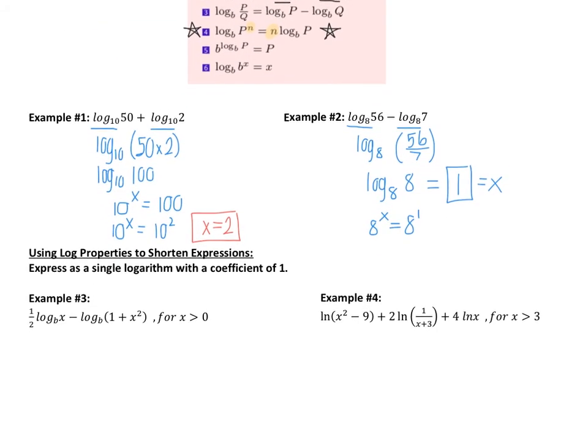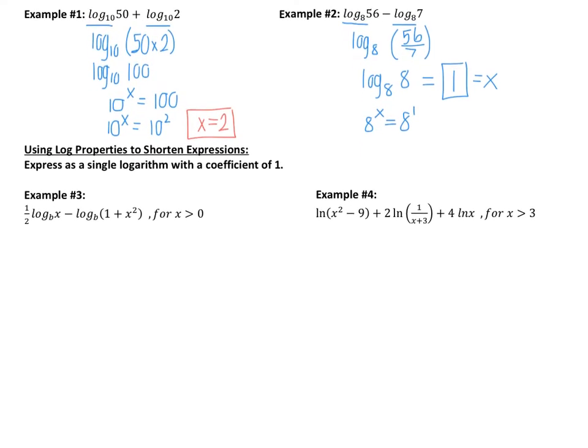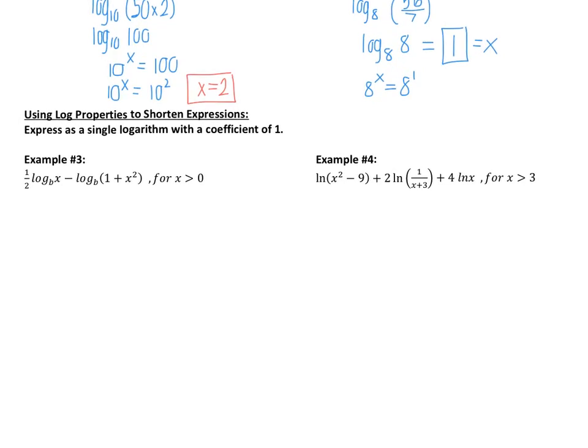Next, we're going to use log properties to shorten expressions. Again, we're going to use those properties above. This time we have to express as a single logarithm with a coefficient of 1. Okay, first thing, we have 1/2 log base b of x. So I need to simplify that. The best way to simplify it, using the property above, property 4, is to move that 1/2 to be the exponent.